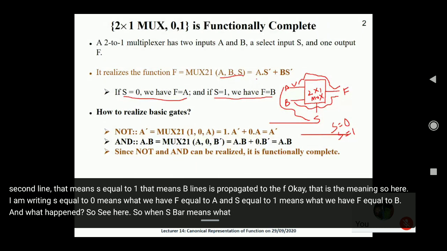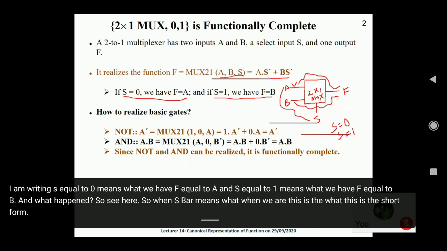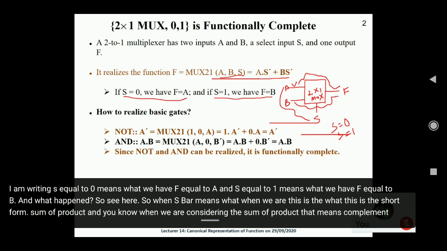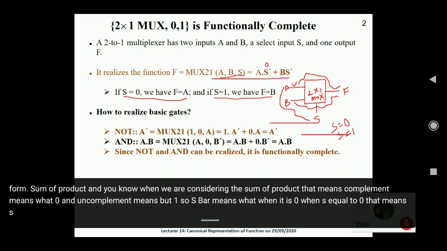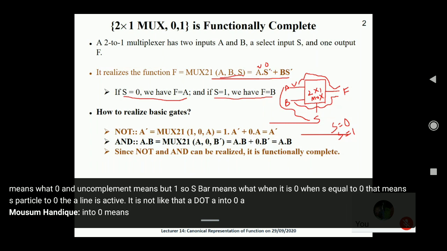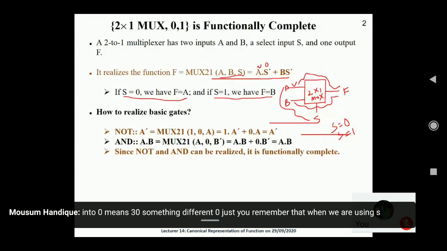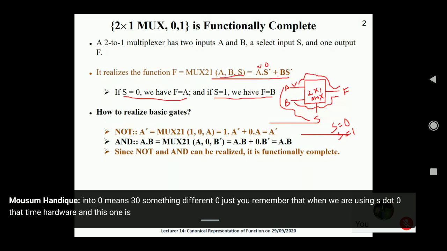This is the short form, sum of product. And you know, when we are considering the sum of product, complement means 0 and uncomplement means 1. So S bar means, when S equal to 0, that means S bar equal to 1, the A line is active. It is not like A dot A into 0. A into 0 means something different. Just remember that when we are using S equal to 0, that time this one is A.